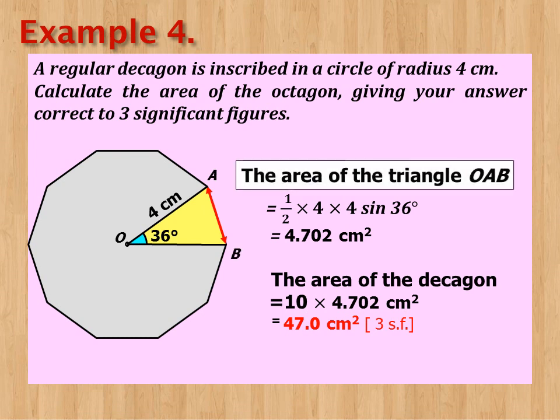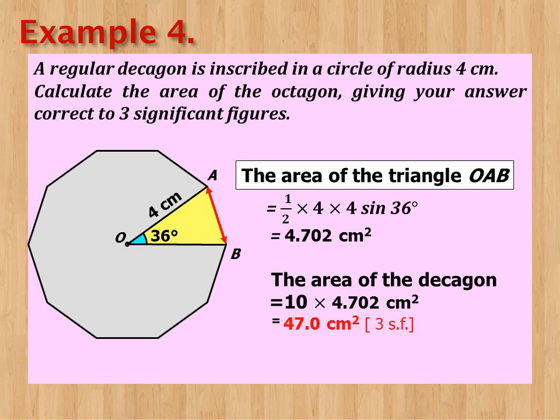Let us look at example 4, where now, instead of being given the length of one side of the polygon, we are given the radius of the polygon. You are told that a regular decagon is inscribed in a circle of radius 4 centimeters, and you are required to calculate the area of this decagon to three significant figures. So we know the radius is 4 centimeters, and therefore the length of OA is the same as the length of OB, which is equal to 4 centimeters.